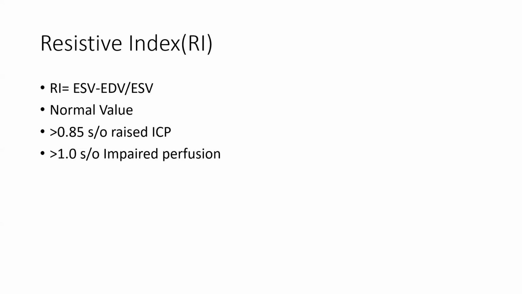And what is the resistive index? Basically, it measures the resistance of the brain. So how will you calculate it? It is peak systolic velocity minus end diastolic velocity, divided by peak systolic velocity. The diastolic velocity is mainly dependent on your resistance. It has an inverse relation with the diastolic velocity. If your resistance in the brain is high, you will get a high RI.